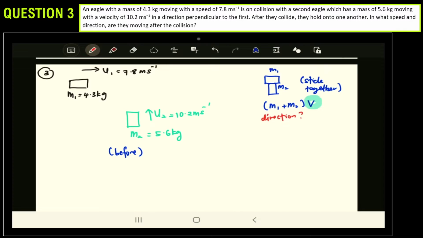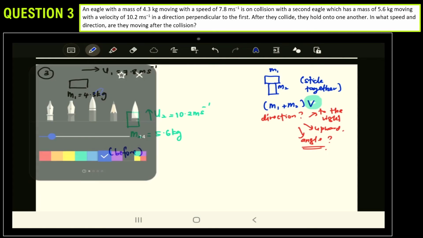The direction is unknown, either to the right or upward, or at an angle. Obviously, when we have two objects moving in the x and y components and they collide with each other, they will move in some direction. We don't know in what direction, at what angle, so we have to calculate it.